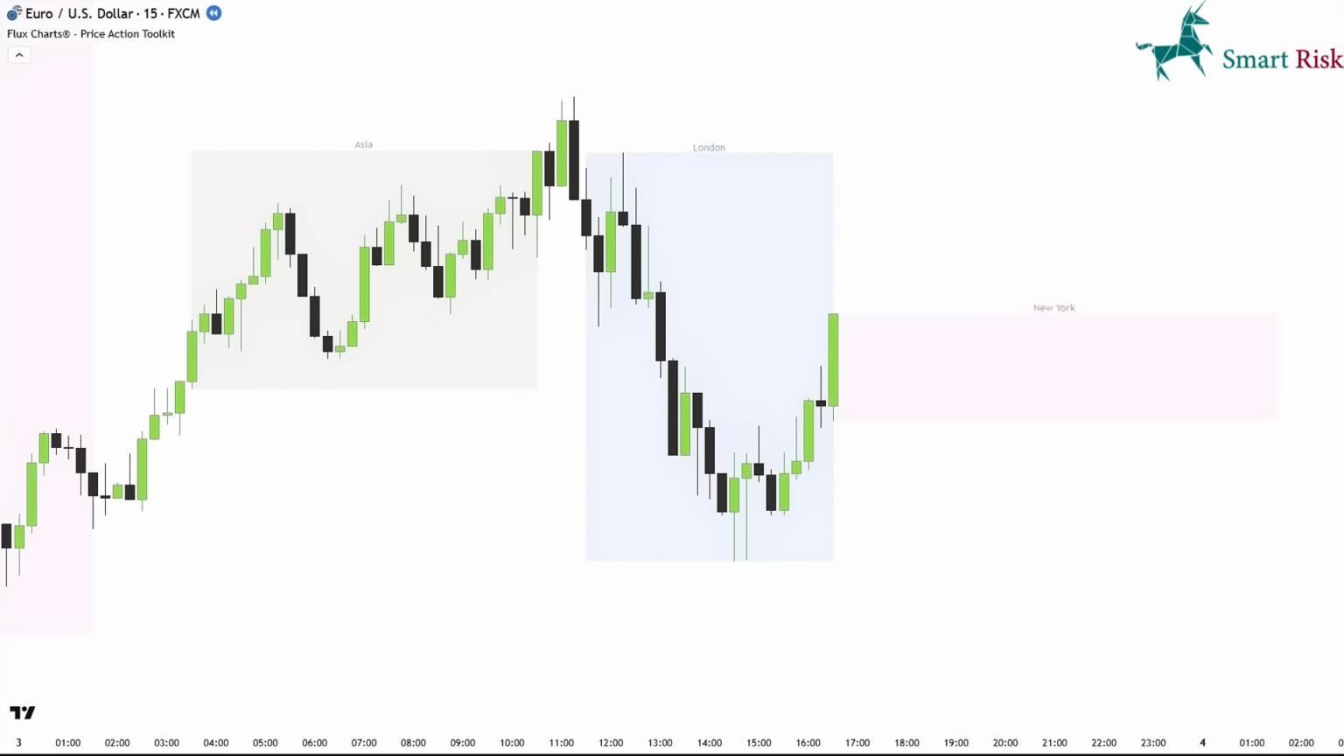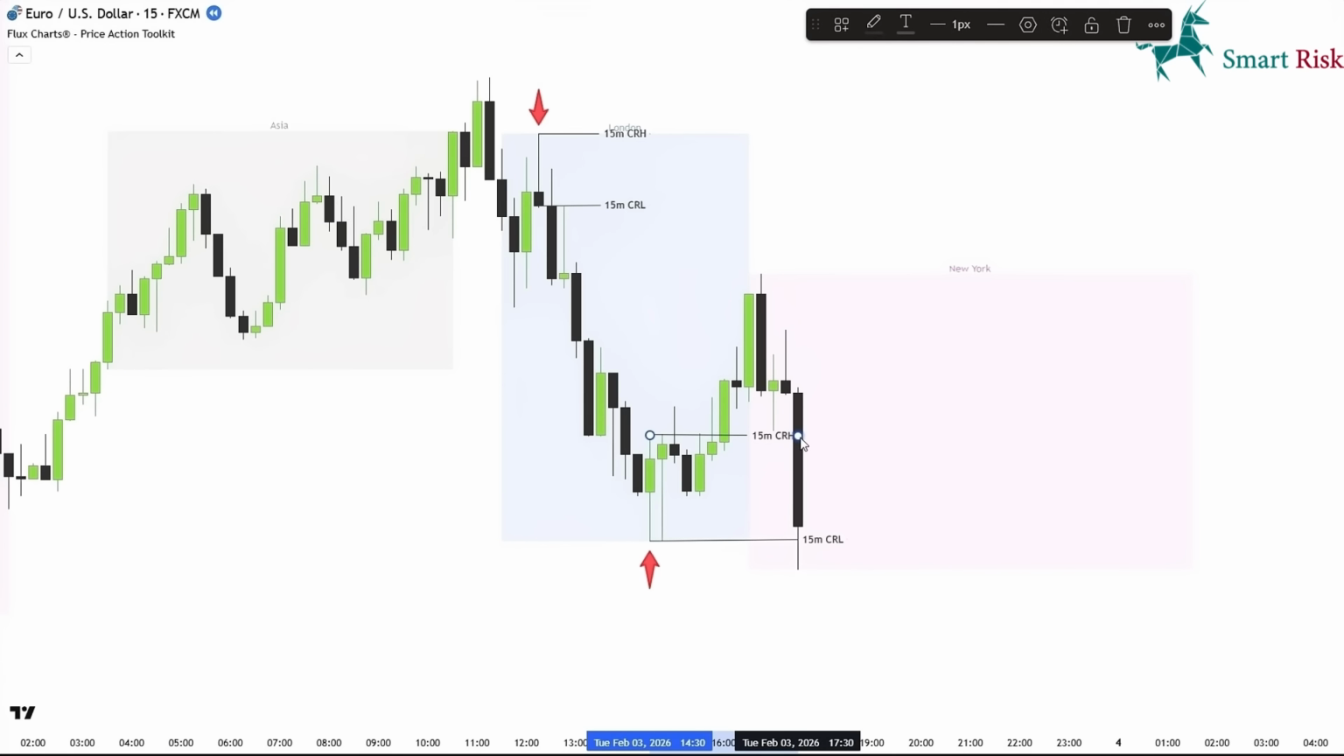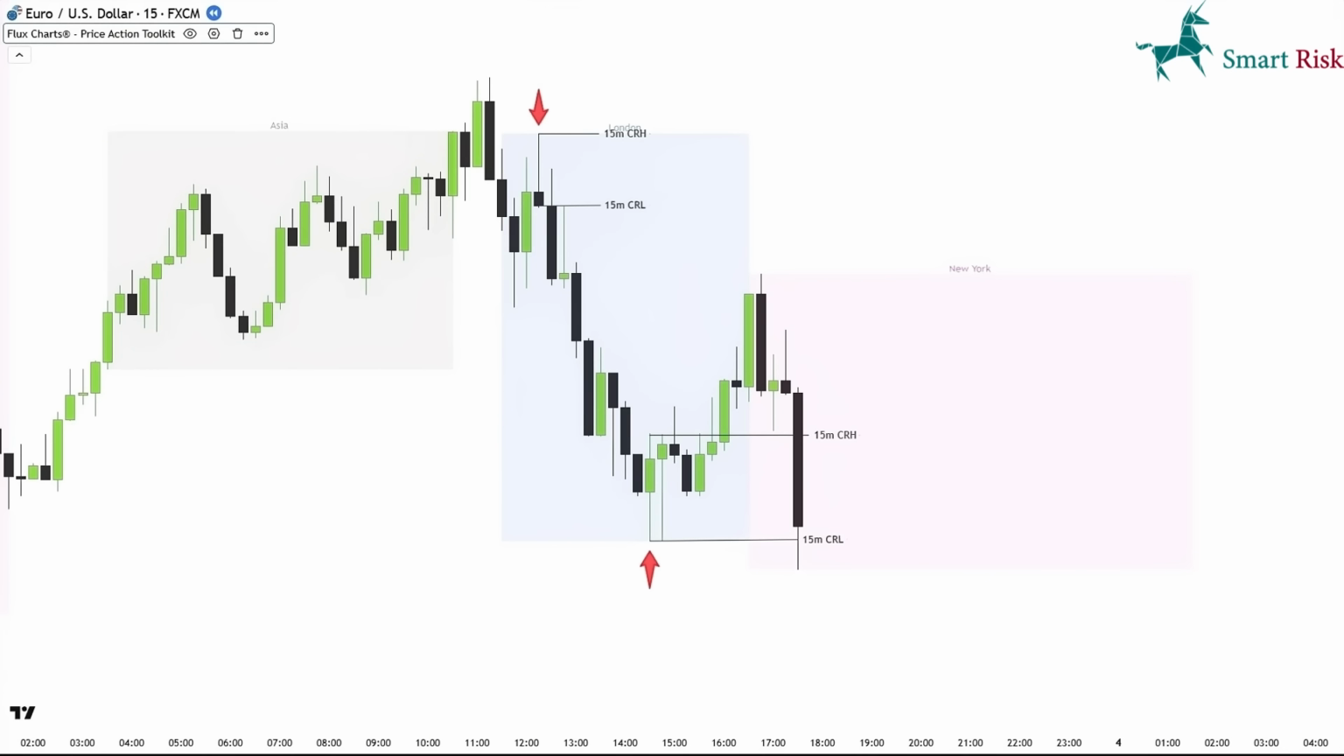Now, here once again, we have the Euro-Dollar 15-minute chart on the screen. As you can see, the New York session is about to open, so the first step is to identify the upper and lower CRT range candles of the London session. Now, as price reacts to the New York Open, it pushes lower and sweeps the liquidity resting below London. Then it immediately reverses back inside the 15-minute CRT range. That's our first sign of manipulation.